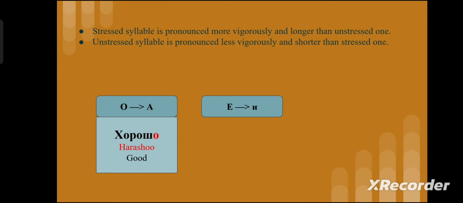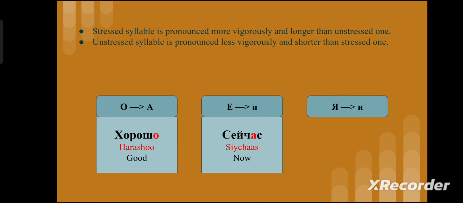Next, the letter A. It's pronounced A in English but E in Russian. If the letter A is unstressed, it's pronounced like E. For example, here we have the word сейчас. Сейчас, it means now. Here, the letter A is unstressed, so it's pronounced like E. Сейчас.